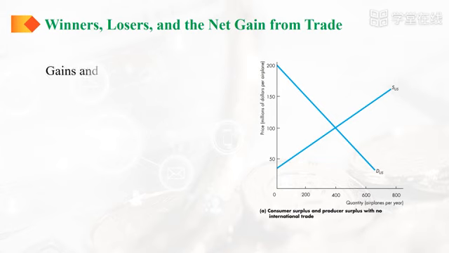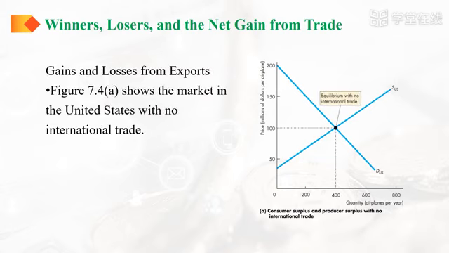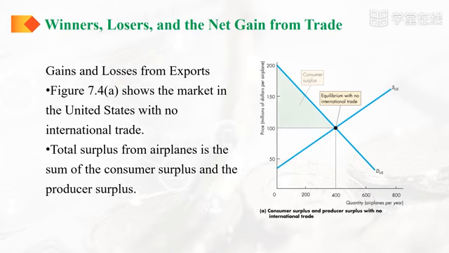We measure the gains and losses from exports just like we measure those from imports, by their effect on consumer surplus, producer surplus, and total surplus. Figure 7.4a shows the situation with no international trade. Domestic demand D_US and domestic supply S_US determine the price and quantity, the consumer surplus, and the producer surplus.